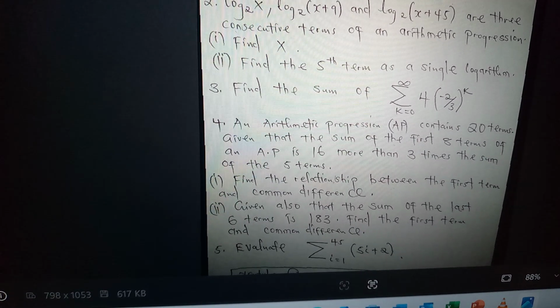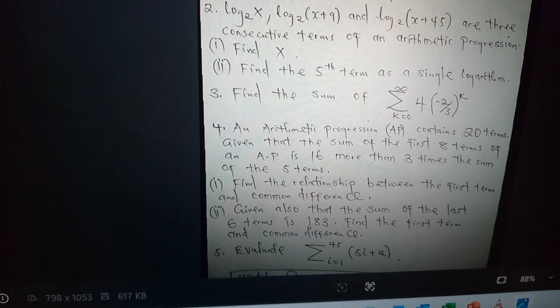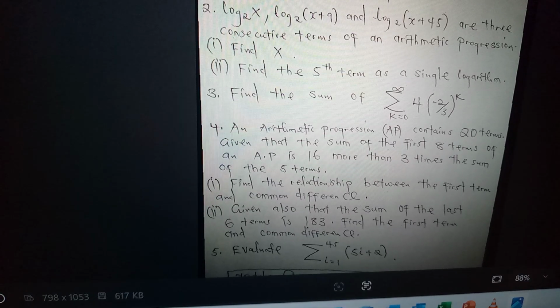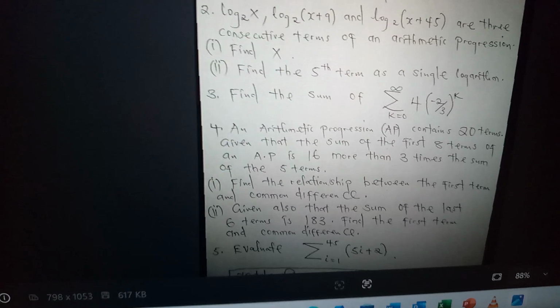They are saying, given also that the sum of the last 6 terms is 183, find the first term and the common difference.